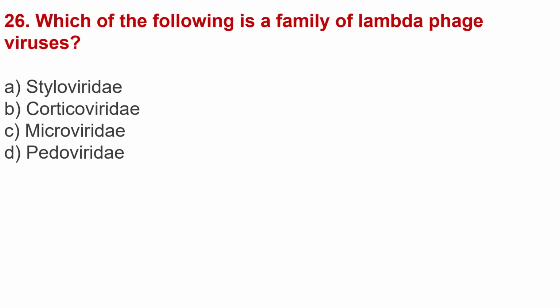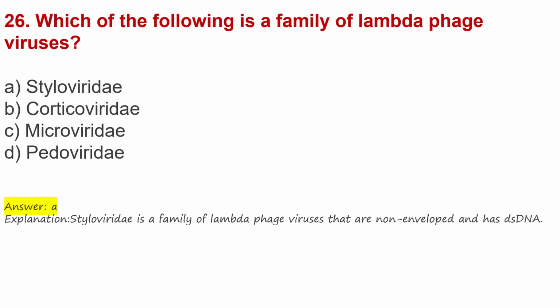Which of the following is a family of lambda-phage viruses? Styloviridae, Corticoviridae, Microviridae, or Podoviridae? The answer is Styloviridae. Styloviridae is a family of lambda-phage viruses that are non-enveloped and have double-stranded DNA.